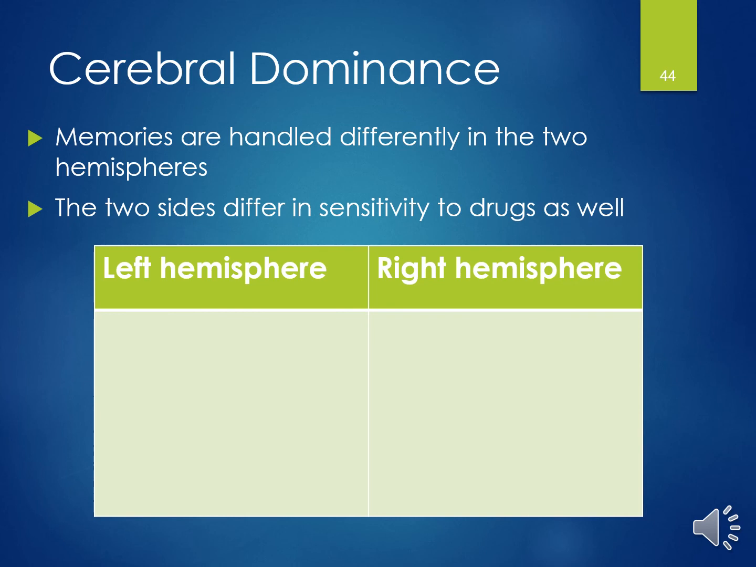So again, as we said, memories are handled differently in the two hemispheres. The two sides differ in sensitivity to drugs as well. So again, to reiterate what we previously mentioned, the left side has our storage of verbal memories and comprehension of emotional state, whereas the right hemisphere is going to contain visual patterns, and also depression and therapy as well.